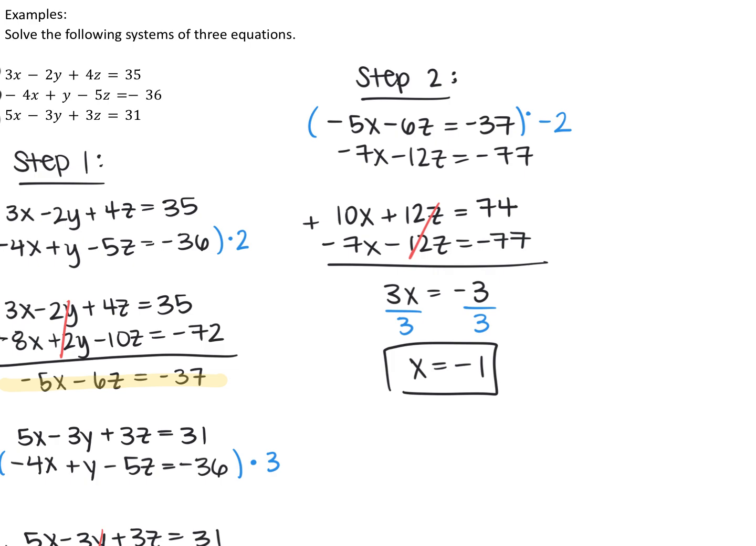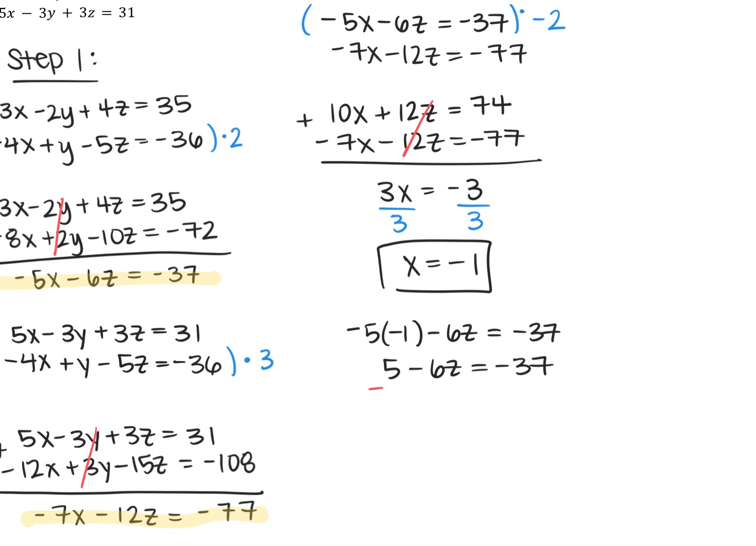We have now solved for our first variable. Now to solve for my second, I go to that system of equations I got in step 1, and I choose one of them to plug x in to solve for z. And just because the numbers are smaller, I'm going to choose that first one. So negative 5 times negative 1 minus 6z equals negative 37. We get 5 minus 6z equals negative 37.